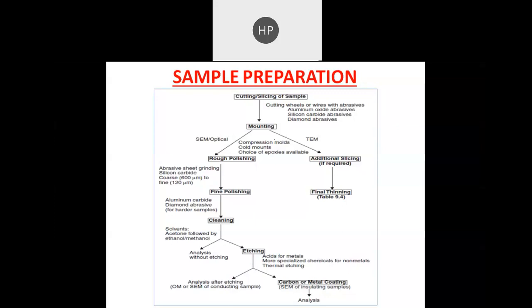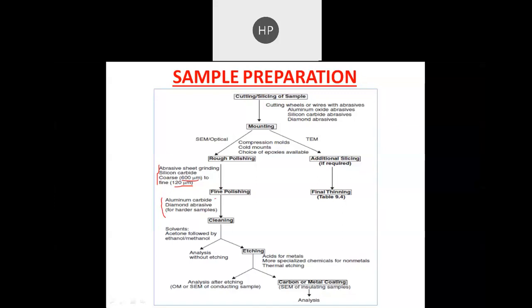So what is rough polishing? In rough polishing we are using abrasive sheet grinding. We can use silicon carbide coarse up to 60 micrometer, and for fine it will be up to 120 micrometer. By using this kind of grinding sheet or emery papers we are able to do the rough polishing. Then after the rough polishing we perform a fine polishing, in which aluminum carbide or diamond abrasive powders are used to polish that surface.